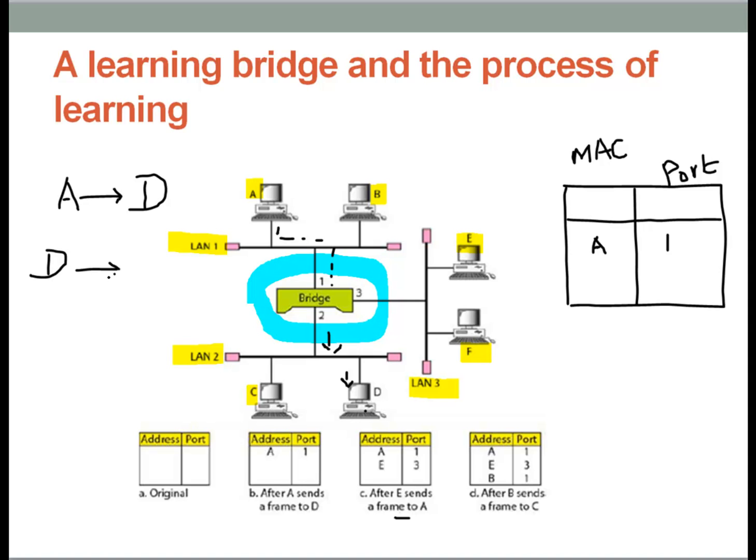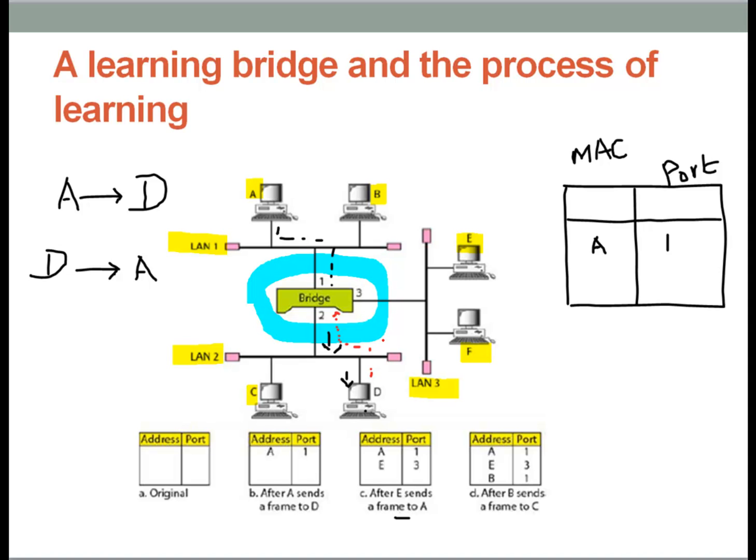I'm going to give the reply from D to A. Now from D, the packet is going to start. Okay, not packet, frame. The frame is going to start because we are dealing with layer 2. Now the frame is going to come and reach the bridge.